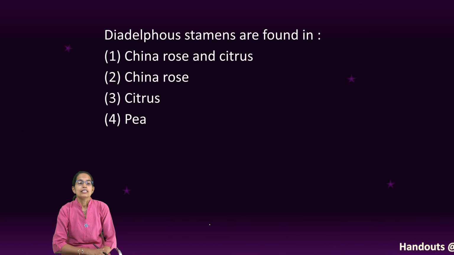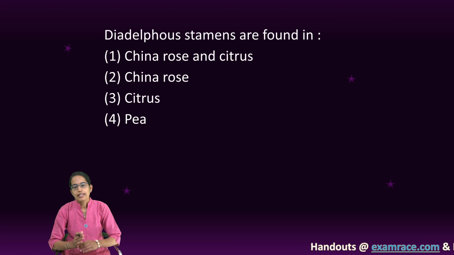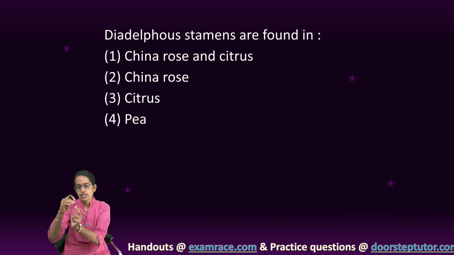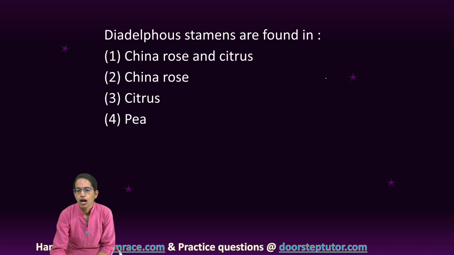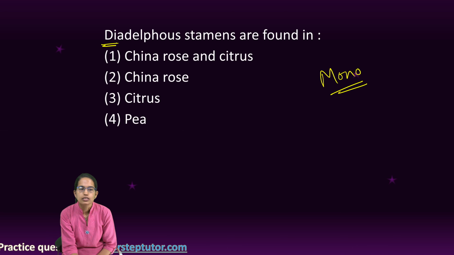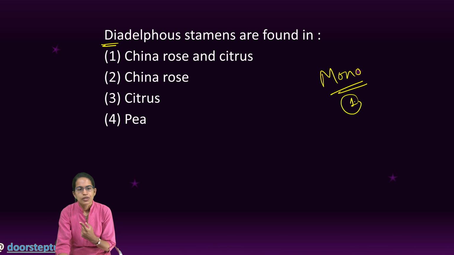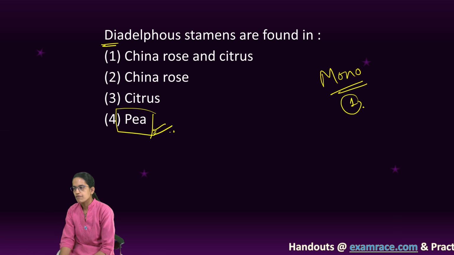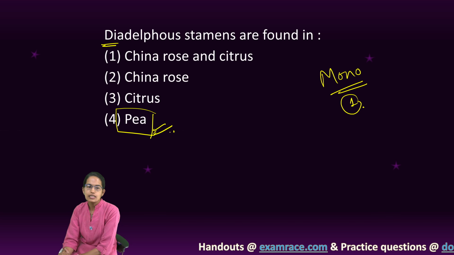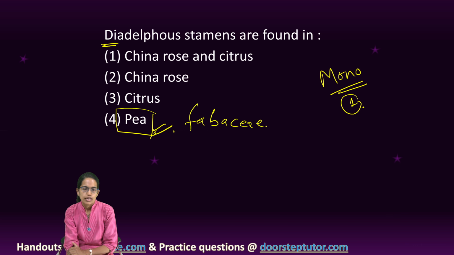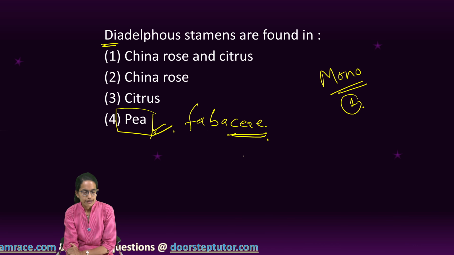The next is diadelphous stamens. Now diadelphous stamens are where the stamen is actually seen in 2 sections. If it is fused into one, we call it as monodelphous. Now dia means 2, mono means 1. So a good example where we have diadelphous stamen is pea. So pea is a good example for diadelphous crop, usually seen in the Fabaceae species. So that's where we see the diadelphous stamen.